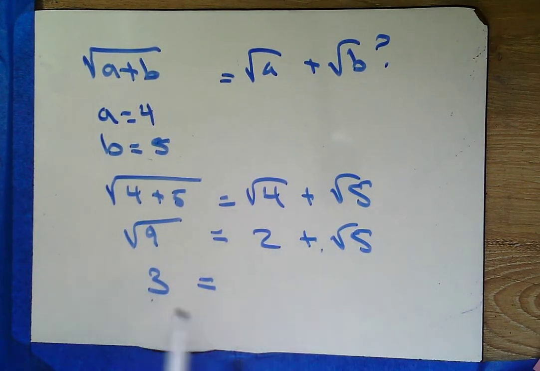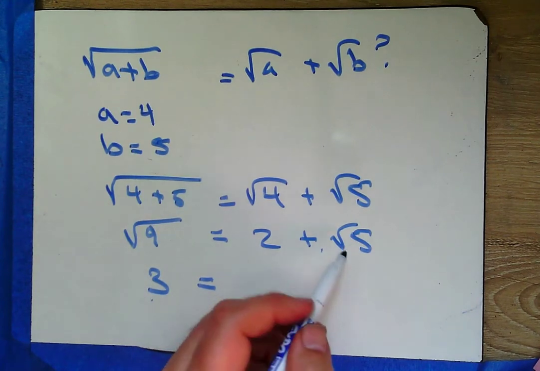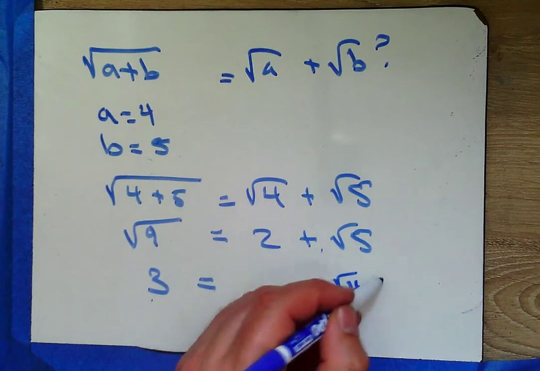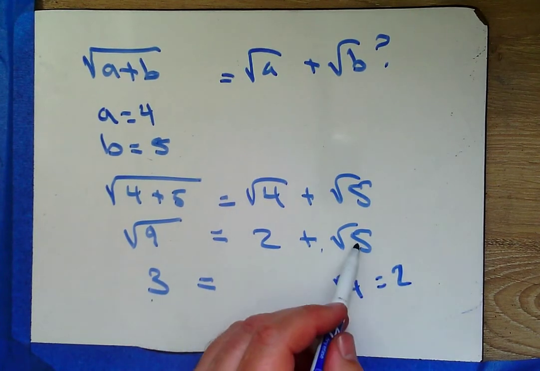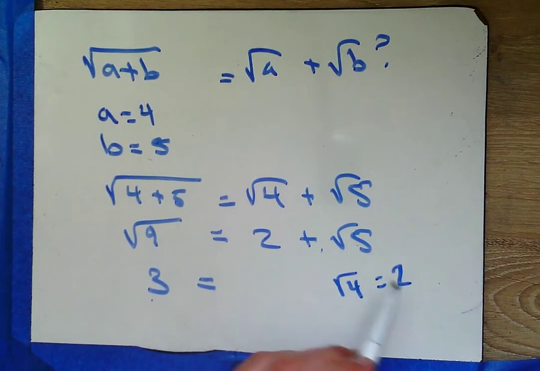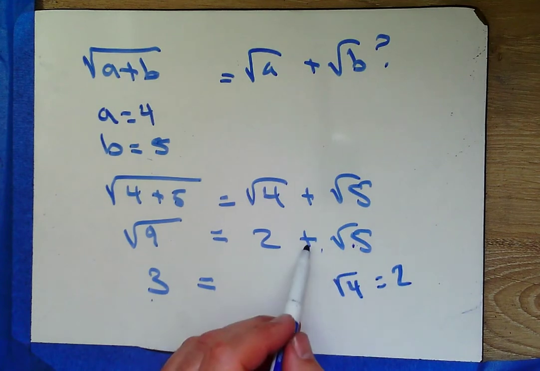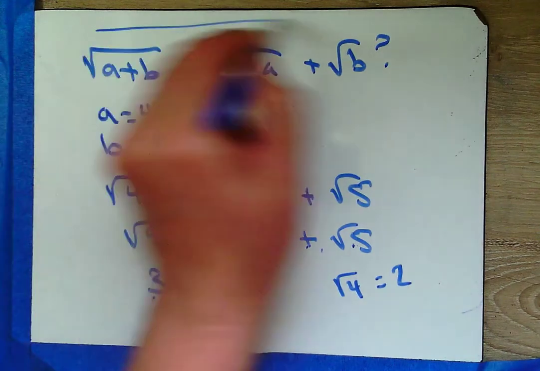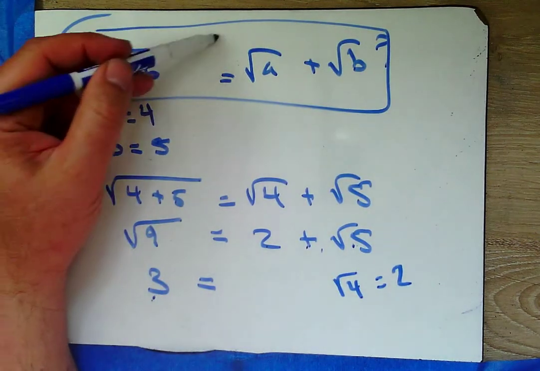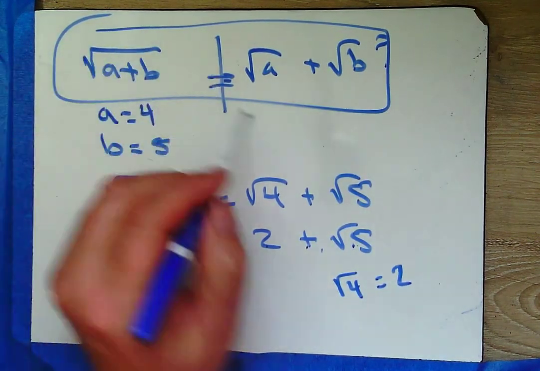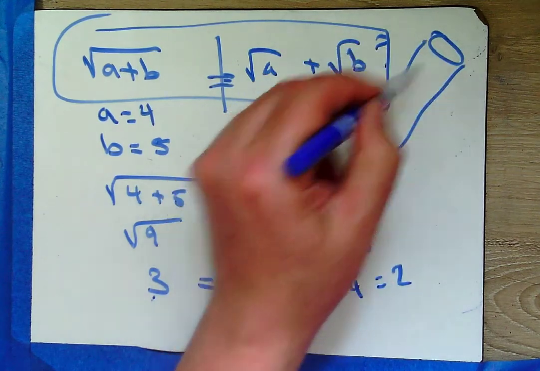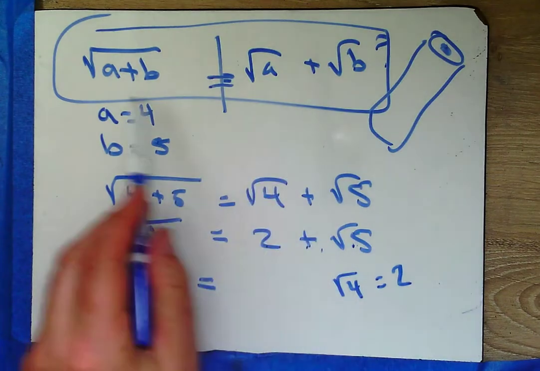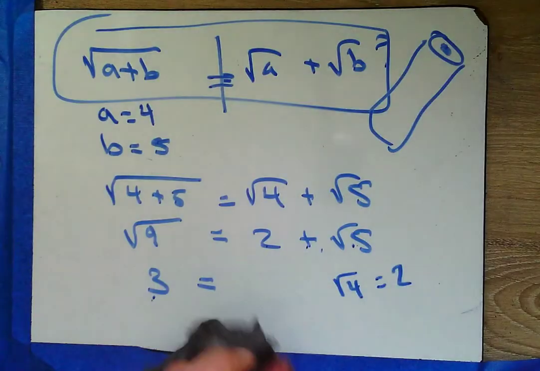Does 2 plus root 5 equal 3? Well, you may be saying, but I don't know what the square root of 5 is. Well, you know the square root of 4 is 2. And this is bigger than the square root of 4. So this is going to be bigger than 2 plus 2. Does that equal 3? No, it does not. This rule does not exist. This is not equal. This is I chase you with a pool noodle if you try and do that kind of horrible math. Don't do that.